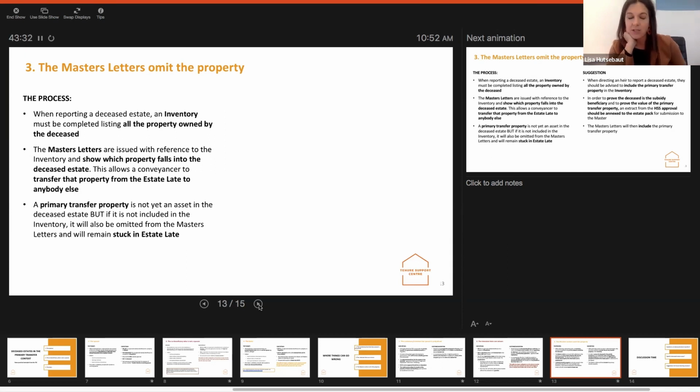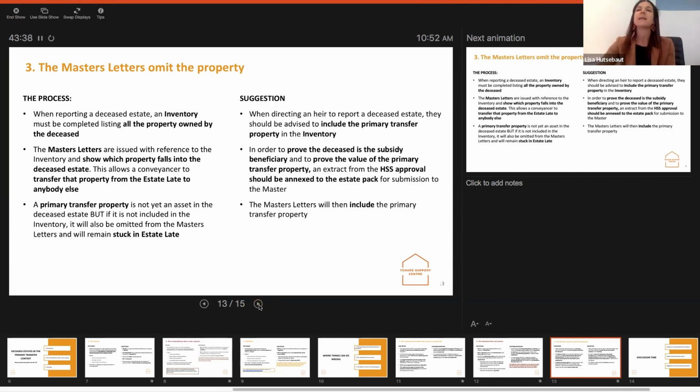So our proposed solution, if you can just bring up the next block for me, Casey, is that when you tell an heir to go and report the estate, you must tell them to include the primary transfer property in the inventory. So you give them the erf number. This is the erf number your deceased beneficiary was supposed to get. Please, when you fill in the inventory, include that property. Now, the master's then going to ask you, where is the proof that this beneficiary is in actual fact the approved beneficiary for this property? Because the master needs to know either there's a title deed for that property showing that you own it, or you have some other rights to that property.